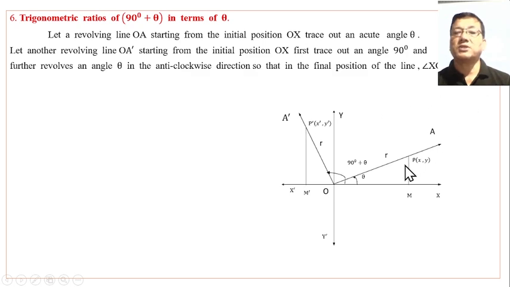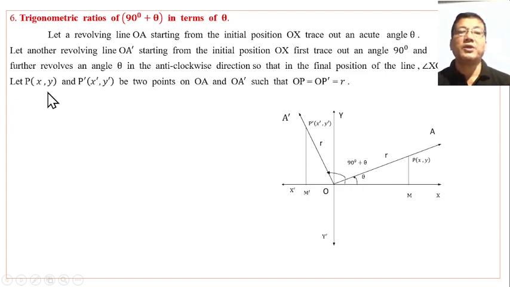So the angle XOA dash is 90 degrees plus theta. Let P and P dash be two points on OA and OA dash such that OP equals OP dash equals r.